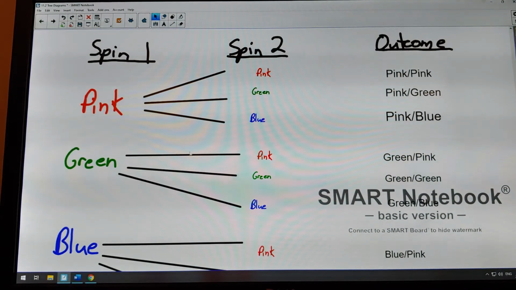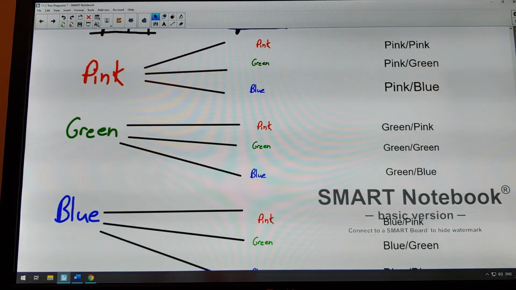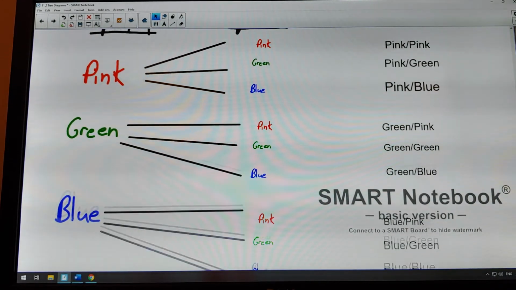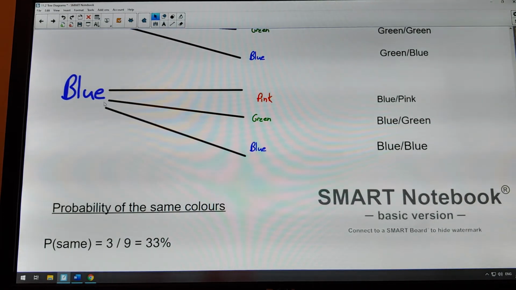And then this will give me green, pink, green, green, green, blue. I know it's tough to see with that watermark sitting there. So green, pink, green, green, green, blue. And then same here: blue, pink, blue, green, blue, blue.